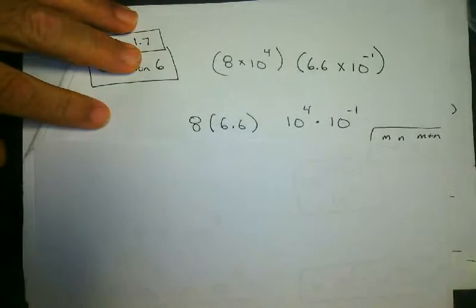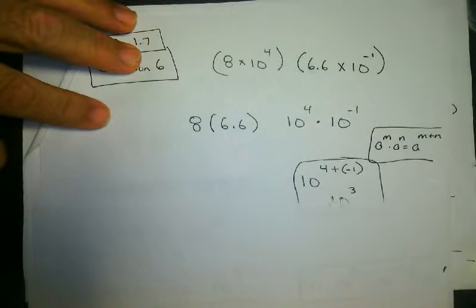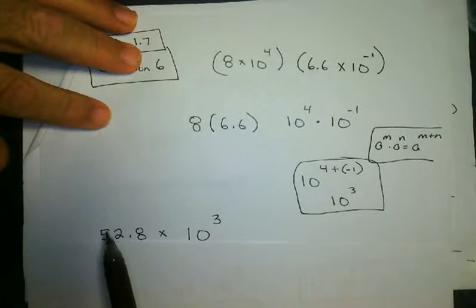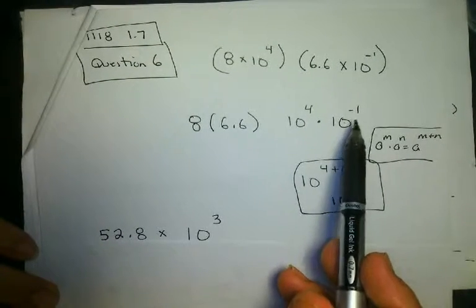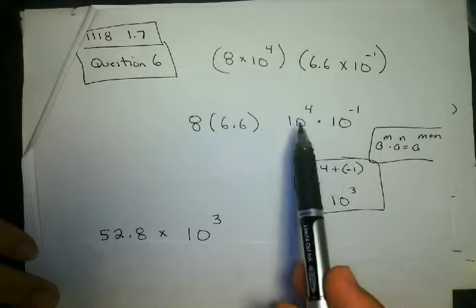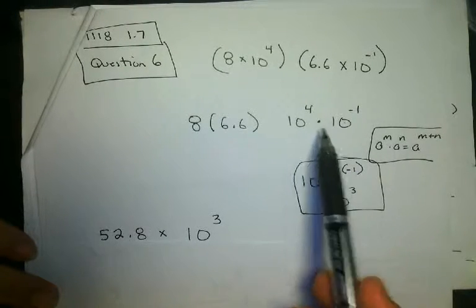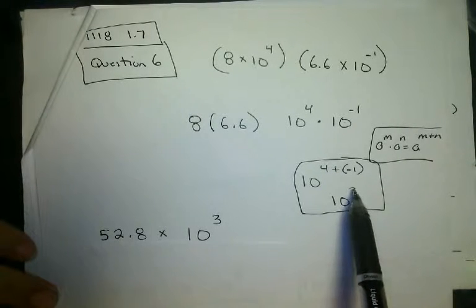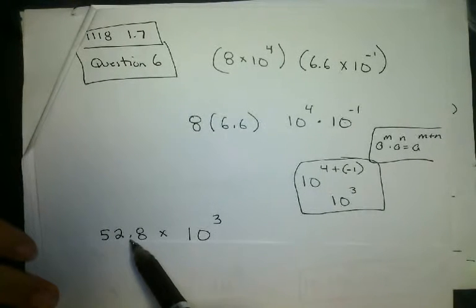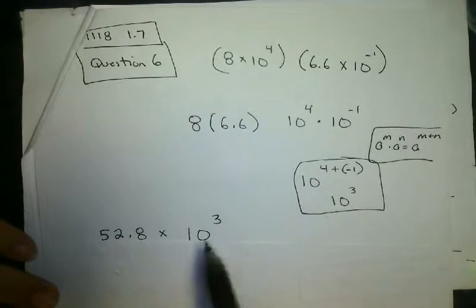So I'll just regroup these here. Of course, 8 times 6.6 using that calculator. Hopefully you guys got way down here. I got 52.8. You guys get that? 10 to the 4th times 10 to the negative 1. Well, I know that if I'm multiplying same base, then I add the exponent, so I'll have a 4 plus a negative 1, which is to the 3rd. So right now I have 52.8 times 10 to the 3rd.